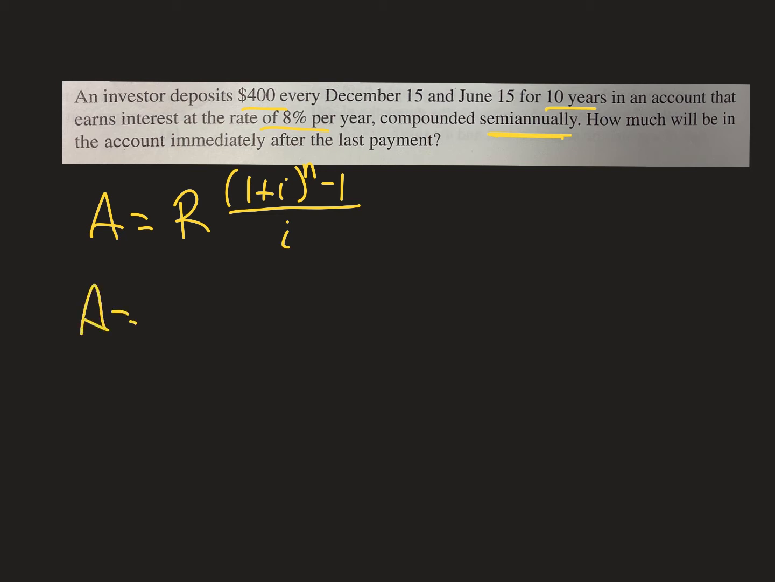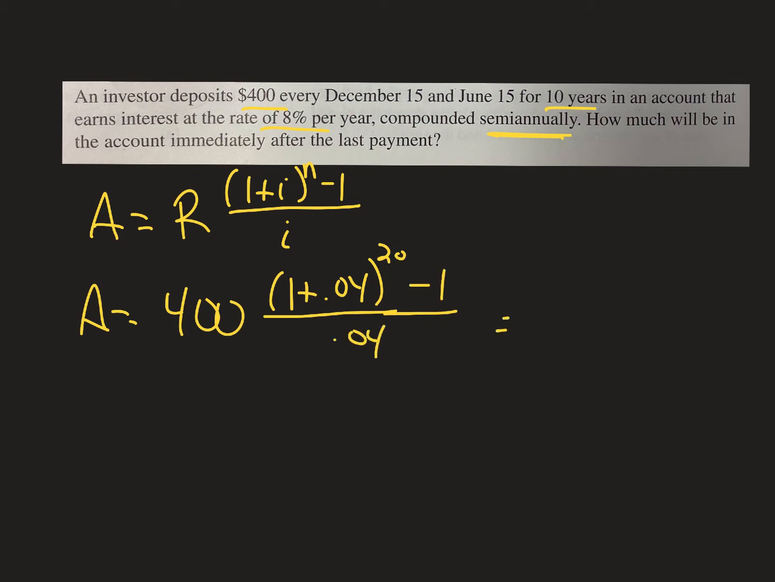Let's go through what this stuff meant again. The R is the amount that they're investing, which is $400. Here's 1 plus the interest rate, which is 0.04. You could just write 1.04 right there. n is how many times they are deposit it, which is 20 payments, minus 1 out here, and down here is i again. So be very careful and punch all that in the calculator. You've got to be really careful when you punch it in. A lot of parentheses there.